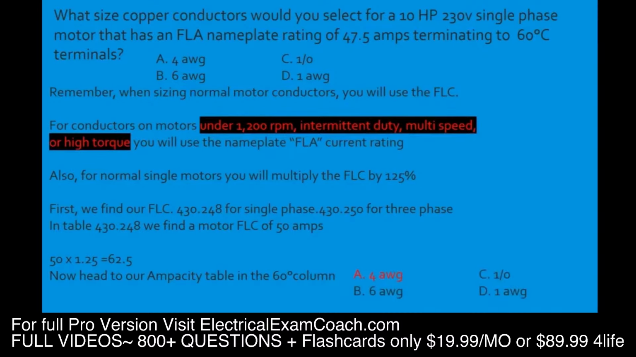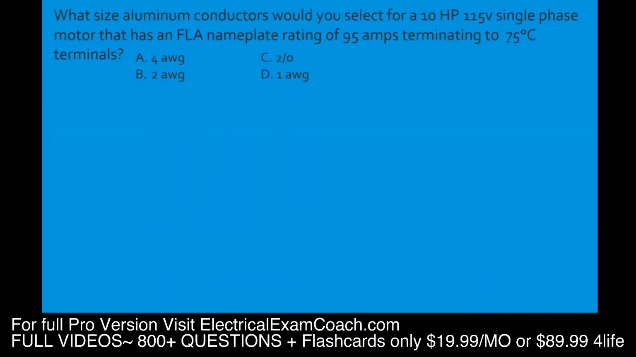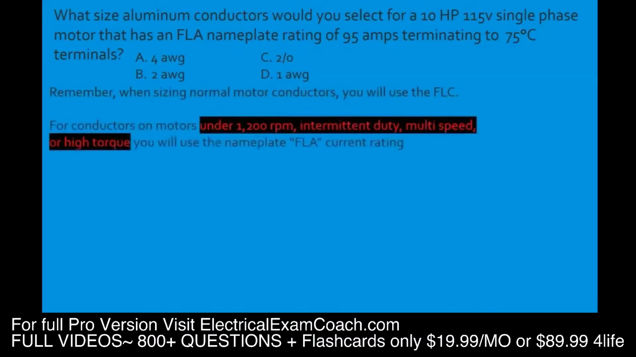Great job. What size aluminum conductors would you select for a 10 horsepower, 115 volt single phase motor that has an FLA nameplate rating of 95 amps, terminating to 75° C terminals? We're going to use the motor FLC for normal motor conductors. Also, with these motors, we're going to use the FLA. For single motors, we're going to multiply the FLC by 125%.